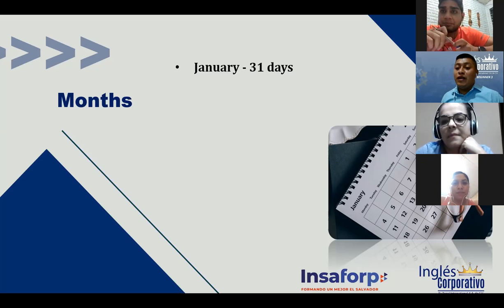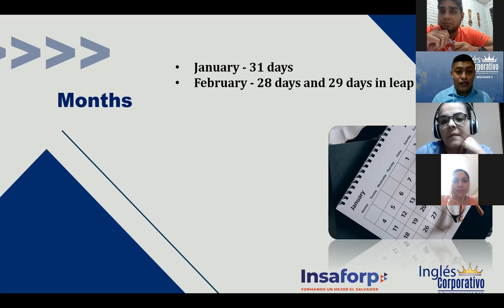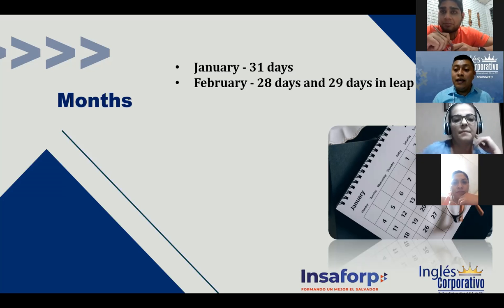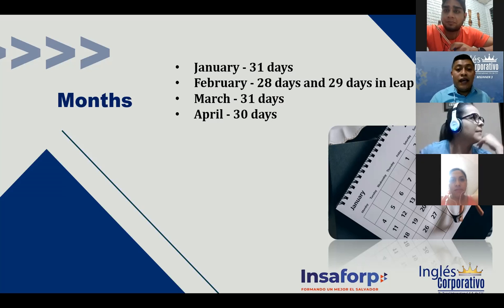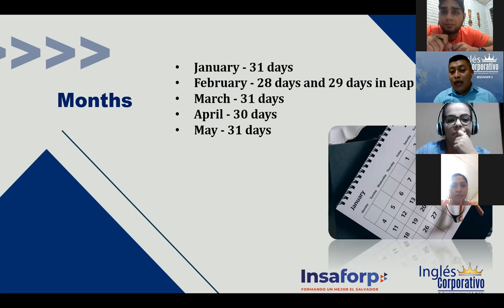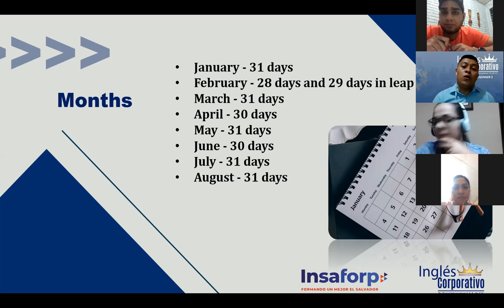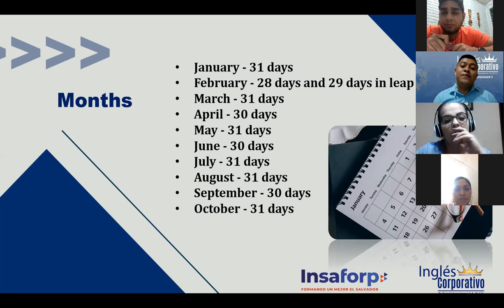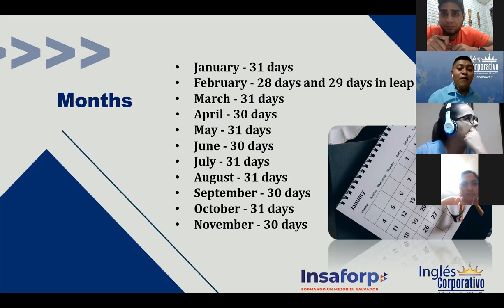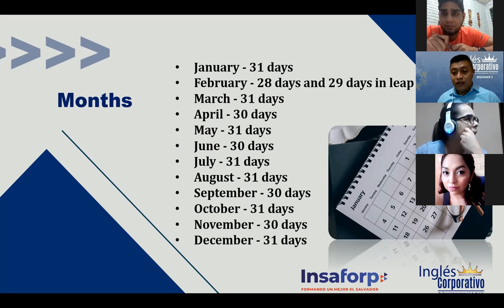January. January has 31 days, right? Then we have the next one, February, 28 days and 29 days in leap years. So March, 31 days, April, May, June, July, August, September, October, November, and finally we have December.